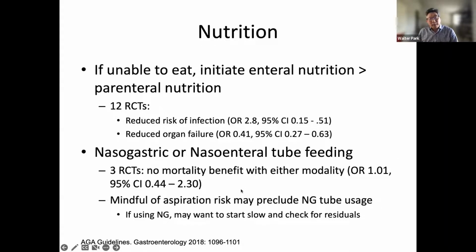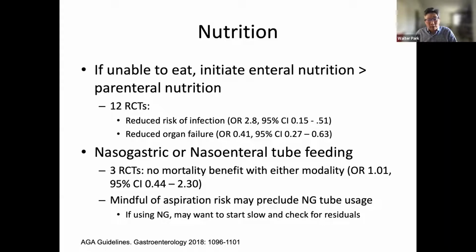Now, if a patient's unable to eat, which is a common occurrence, the thought is to initiate enteral nutrition and definitely over parenteral nutrition. And this has been associated with a comparative reduction in infection risk as well as organ failure. And this gets back to perhaps a stimulation of the gut mucosal barrier.